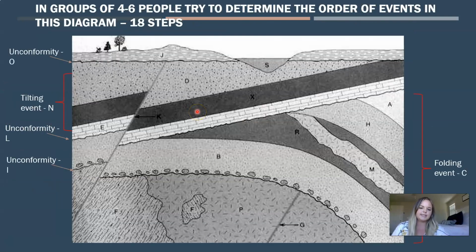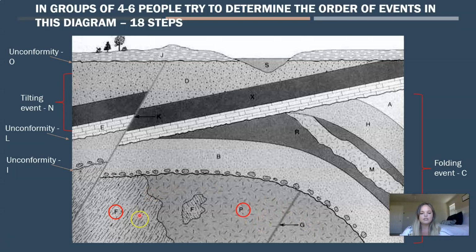Okay, so this one has 18 steps, and I know some of these are kind of hard to see, but this fault here is K, and this one here is X. So again, feel free to pause the video and try it on your own, and then come back and see if you got it correct. Okay, so again, we're going to start at the bottom and see what we think came first. Okay, so one of the important things here that we notice is that there's a piece of F inside of P. So if there's a piece of something inside something else, then it must be older. So here we would surmise that F is probably the oldest here. And then since G cuts through P, G must be younger than P.